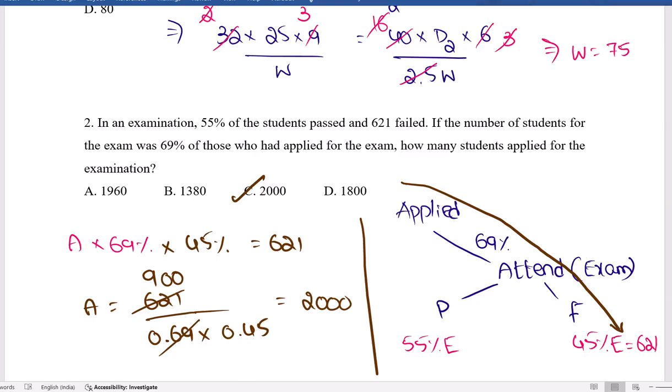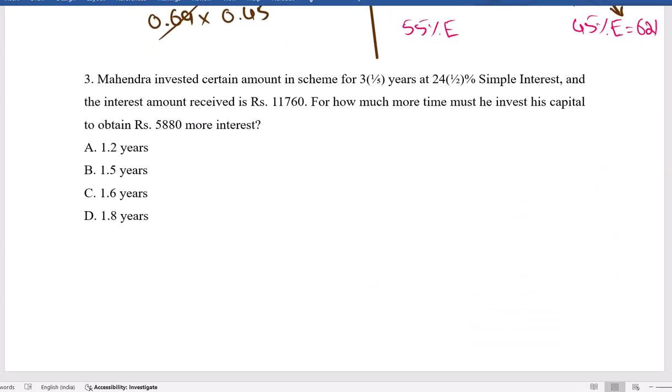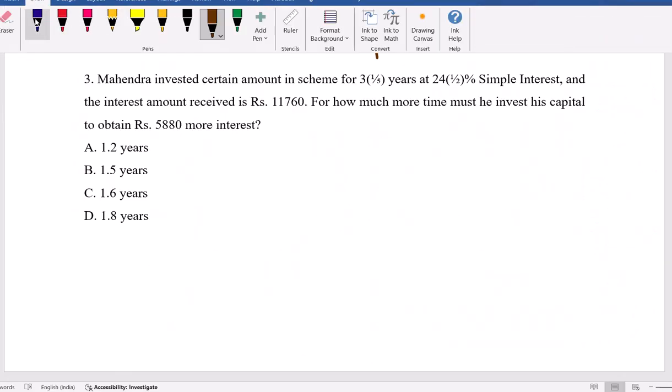Percentage generally two questions they're asking in every set, right? So that's one thing. And simple interest and compound interest question now. In general, they're asking two questions from simple interest and compound interest as well. Now have a look into this question, what they are asking.